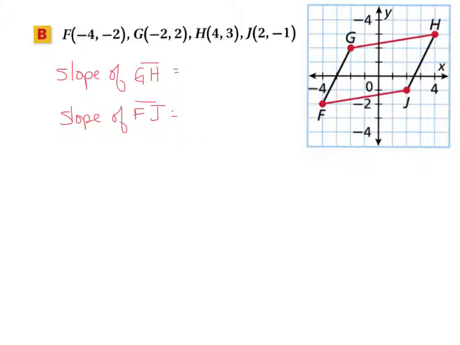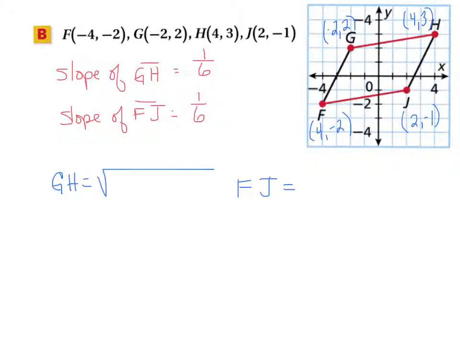So GH, well, it looks like I go up 1, 1, 2, 3, 4, 5, 6. Up 1 over 6. So it looks like both of those have a slope of 1/6. So we know that one pair of opposite sides are parallel.